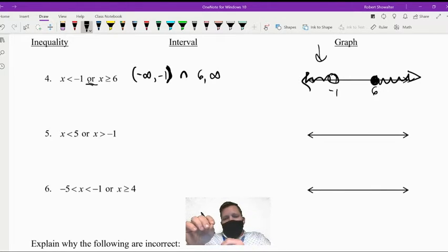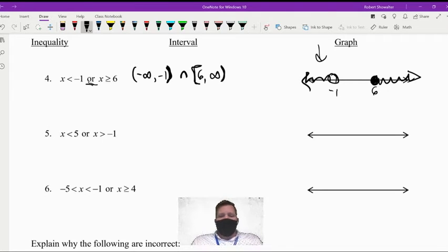And then decide on the symbols to use. So we have a closed dot on 6, so that's going to be a bracket, and then parentheses on an infinity, always a parenthesis on an infinity.